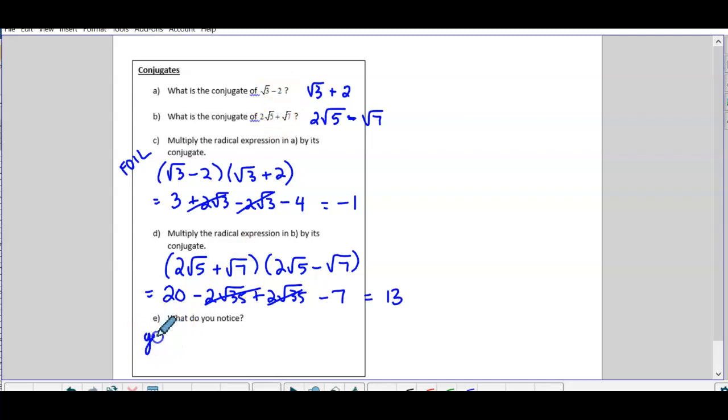So you get the first term squared minus the second term squared.